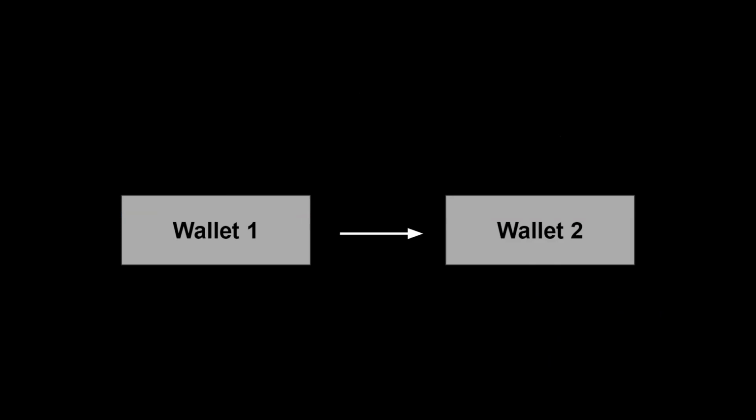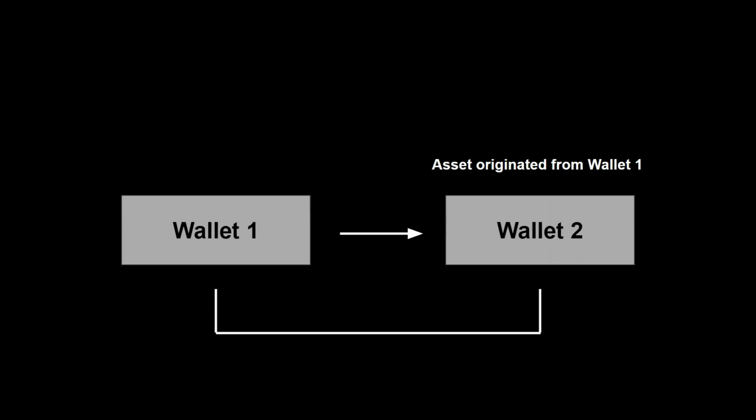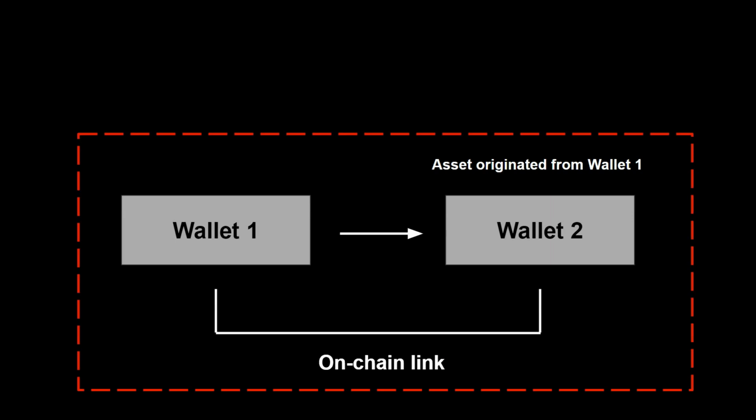Because if you really think about it, if Wallet 1 sends Wallet 2 an asset, everyone will know that that asset originated from Wallet 1. And it is this eternal connection between Wallet 1 and Wallet 2 that is termed an on-chain link. They are forever bound by this transaction. And it is this on-chain link property that prevents these particular blockchains from being anonymous. They're pseudonymous, which is subpar from the privacy perspective.